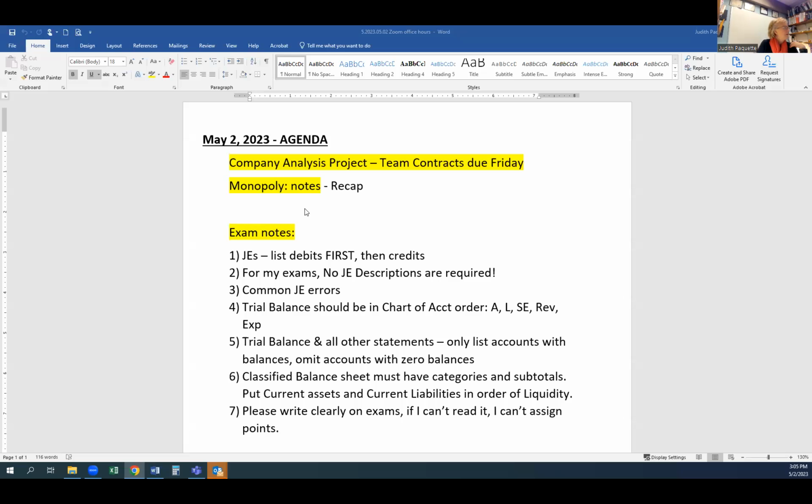Okay, it is May 2nd, and this is our review session in Accounting 201. We're talking about today's test review for our exam tomorrow at 2:30 in C208.